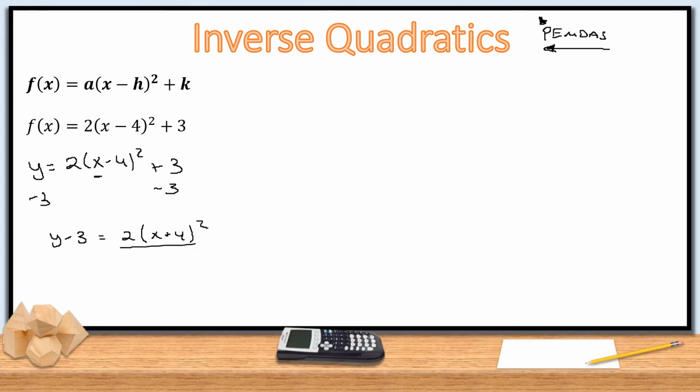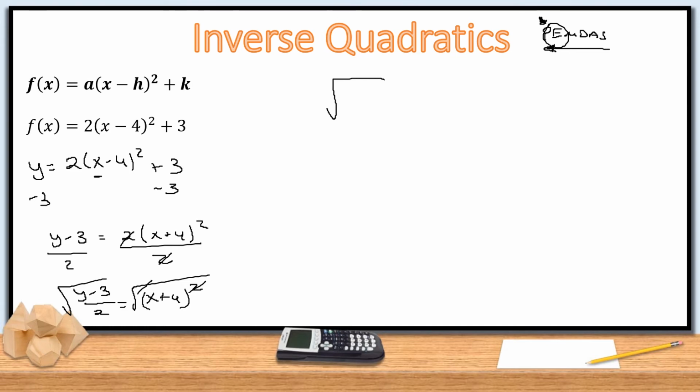Next up, multiplication, division. So I'm going to divide by 2 on both sides. So I've got y minus 3 all over 2 is equal to x minus 4 squared. Next up is exponents. So to get rid of the squared, I square root both sides. So I'm going to get square root of y minus 3 all over 2, so the whole thing is inside that square root, is equal to x minus 4. And now the parentheses is gone because the square is gone. So now I can just add 4 to both sides. So I've got square root of y minus 3 all over 2, square root bigger.